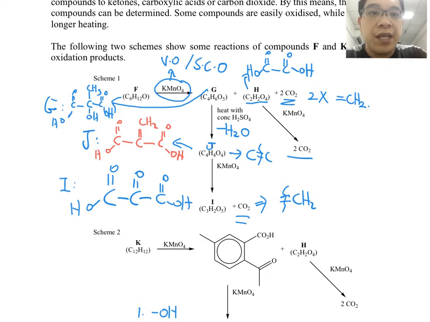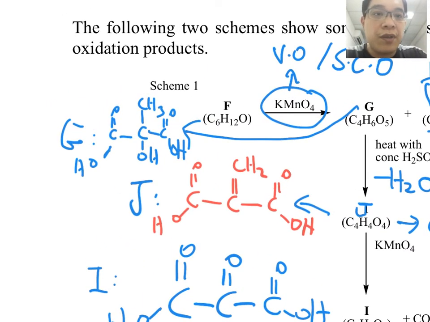Let me just magnify it so everybody can see clearly. Right, you have carboxylic acid, 2 carboxylic acid, 1 tertiary alcohol, CH3. Check the number of oxygen: 1, 2, 3, 4, 5. So it's 5. Hydrogen: 1, 2, 3, 6. Good. Carbon: 1, 2, 3, 4, 4 carbon. So the structure is correct.